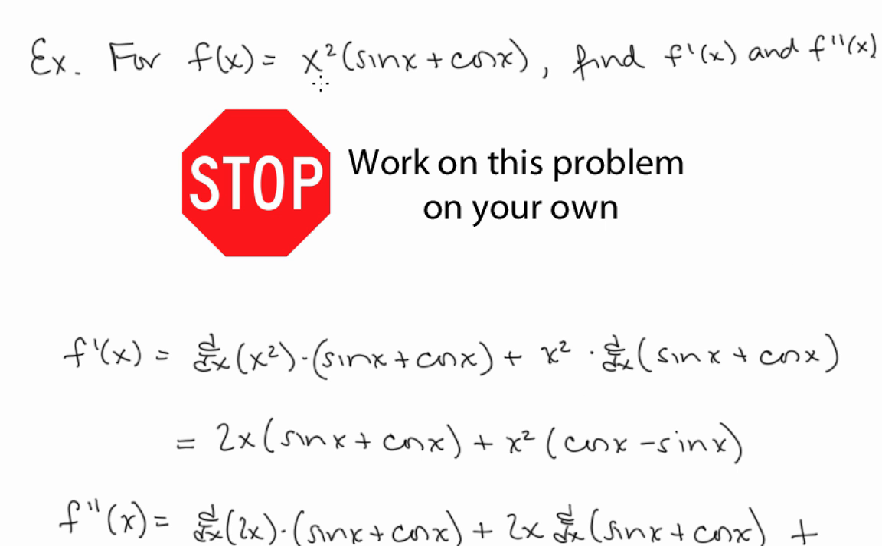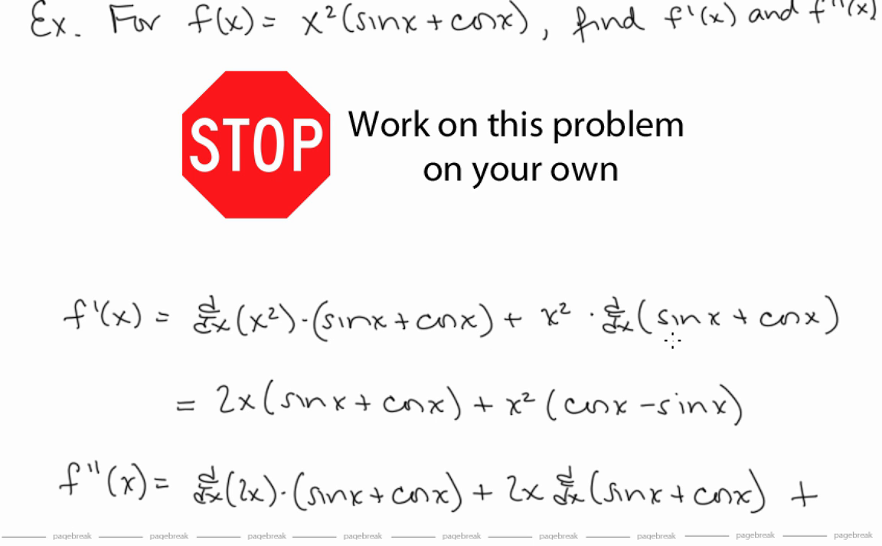Here we have a product of functions, so we want to make sure we use the product rule. So we have the derivative of x squared times sine x plus cosine x, plus x squared times the derivative of sine x plus cosine x. Derivative of x squared is 2x. The derivative here is cosine x minus sine x. And we can leave our first derivative here.